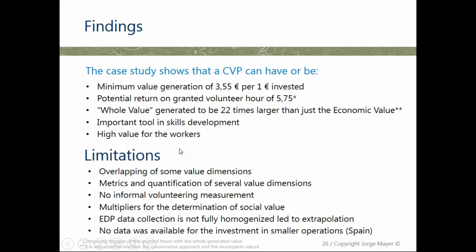Of course, this study has a lot of limitations and simplifications. We have overlapping of some value dimensions. Metrics and quantification of several value dimensions are not yet available. We still have a lot of question marks. There's no informal volunteering measurement. The multipliers for the determination of social value are still not very robust. The EDP data collection is not fully homogenized, which we had to extrapolate in some cases, and we didn't have data for the investment in Spain, but it was not a very big limitation because the operations there are smaller.